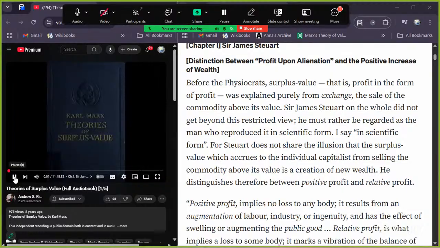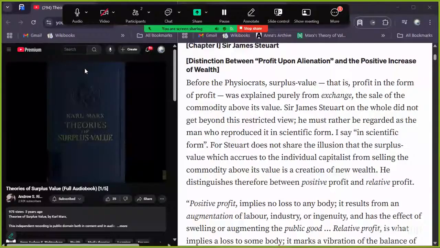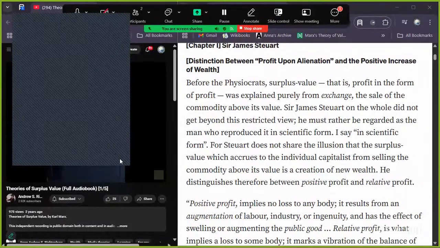Theories of Surplus Value by Karl Marx. This independent recording by Andrew S. Reitenberg is public domain, both in content and in audio. Part 1. Chapter 1. Sir James Stewart. Distinction between profit upon alienation and the positive increase of wealth.